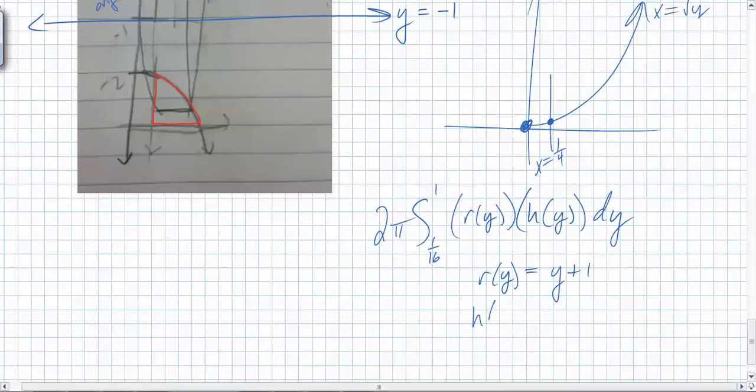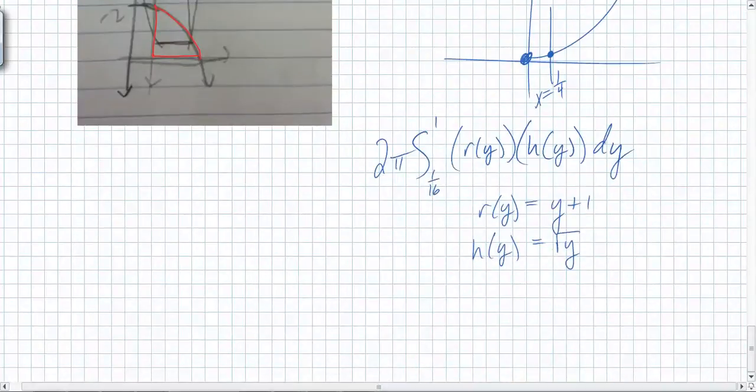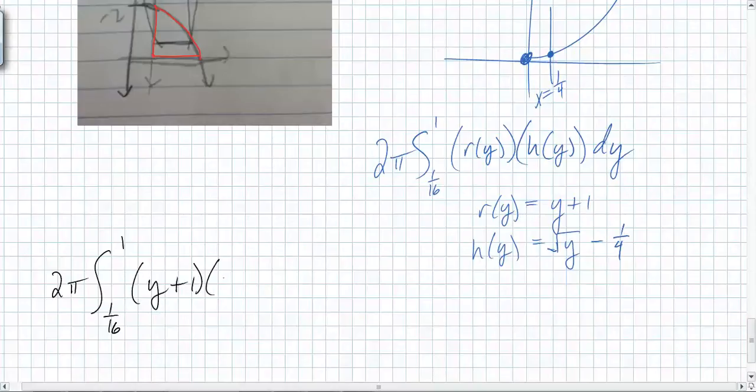And then what's the height going to be? That's the horizontal right here. That's going to be the square root of y what? Did we make the height bigger or smaller by cutting off 1/4? Smaller, so it's going to be the square root of y what? Minus 1/4. So what do we now have? 2 pi from 1/16 to 1 of what? Y plus 1 times the square root of y minus 1/4. A whole bunch changed just because we changed one boundary and the axis of rotation. So actually, it's not a small change. It's a pretty big change.